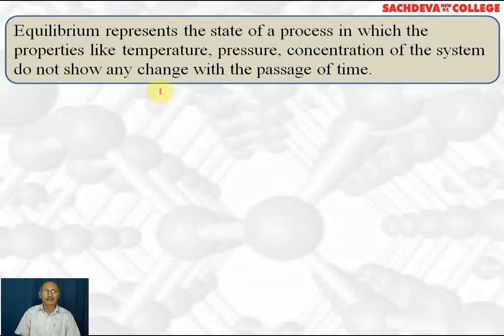First, we are going to take up what is equilibrium. Equilibrium represents the state of a process in which the properties like temperature, pressure, concentration of the system do not show any change with the passage of time. Now this equilibrium will be attained when rate of forward process is equal to rate of backward process. After the equilibrium is reached, the observable properties like temperature, color, density, pressure, concentration of system do not show any change with time.